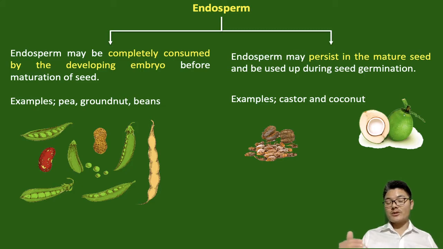So endosperm may persist in mature seeds, and these are known as endospermic seeds or albuminous seeds.